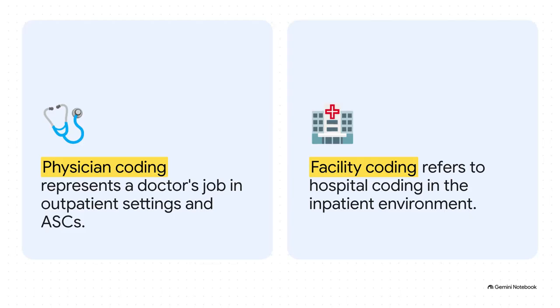Now, there is a strict regulatory wall between these two environments. On one side, you've got physician coding. This represents the doctor's specific job, and it's used in outpatient settings. Think private offices or ambulatory surgical centers. On the flip side, facility coding is all about the hospital. It's specifically focused on the inpatient environment. These two worlds have completely unique billing requirements, and as a biller, you absolutely cannot mix them up. The resources a patient consumes in a quick outpatient clinic visit are drastically different from what they'd use in a hospital ICU, right? The coding literally has to reflect that reality perfectly.